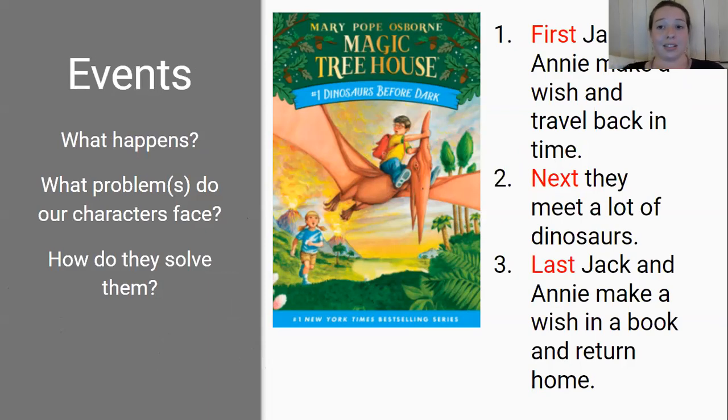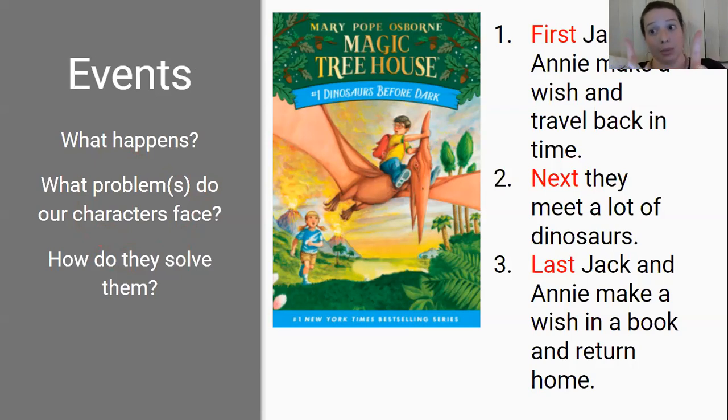Next, we have events. Events are pretty simple. What happens? What happened? What problem or problems do our characters face? And how do they solve them? Now, in kindergarten, first and second grade, we just focused a lot on problem and solution. Those are super important, and please do not forget those things when we are talking about the events or things that happen in our story.